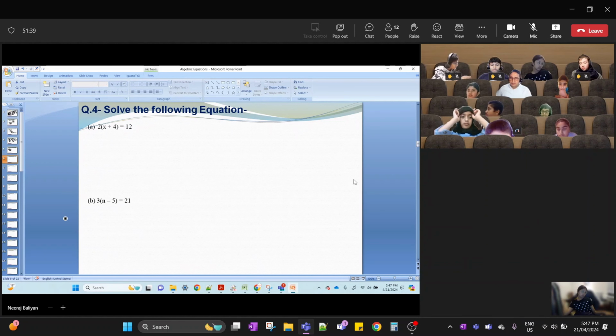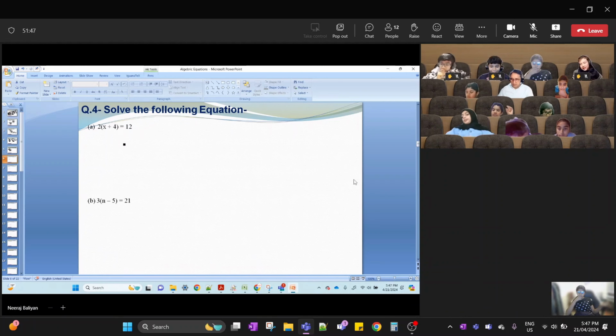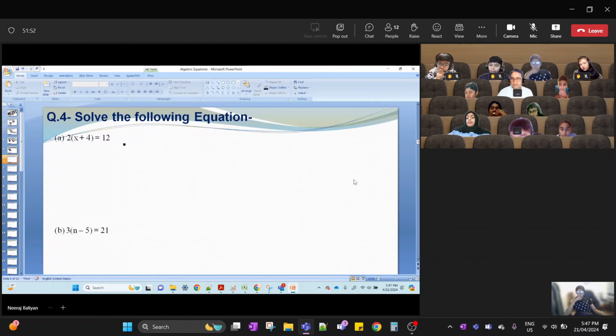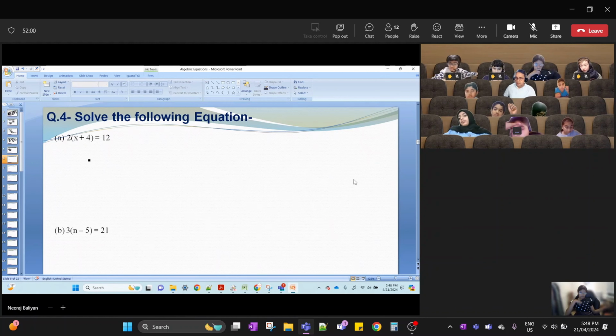2(x + 4) = 12. So first we have to do... this is not minus, this is equal to. Oh, is the font so small? If you can't see, I will enlarge it. Oh yes, it was looking like a minus. Okay, so first we have to do the bracket: 2(x + 4) = 12.